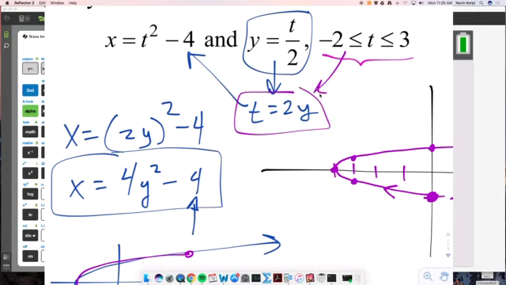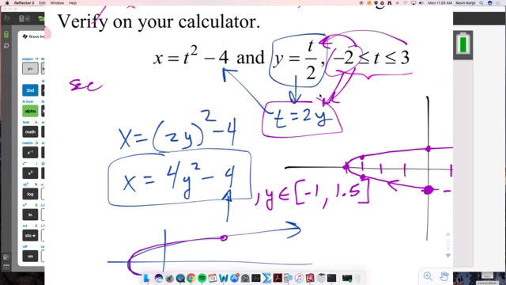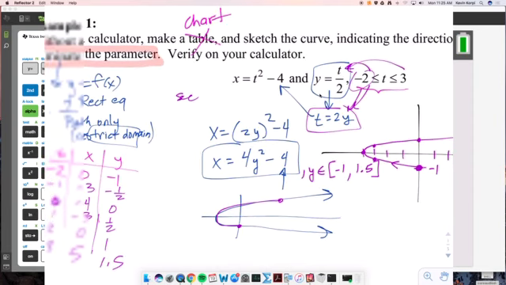You just plug in. Because y is your independent variable, that's why you're restricting your y values. So all you have to do is plug in. Y equals t halves. We'll just plug it in right here. So when t is equal to -2, y is -1. And when t equals 3, y is equal to 1.5, 3 halves. So now if you look at it from -1 to 1.5, you get the path that we have, okay?